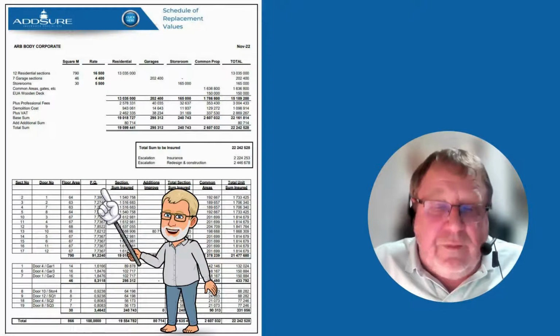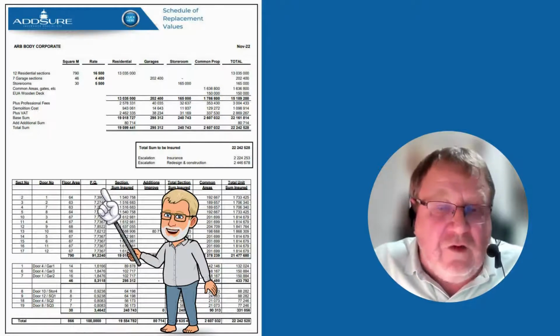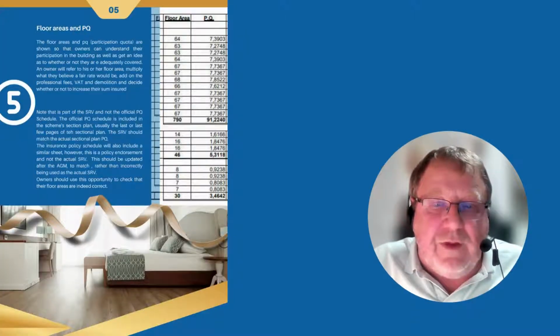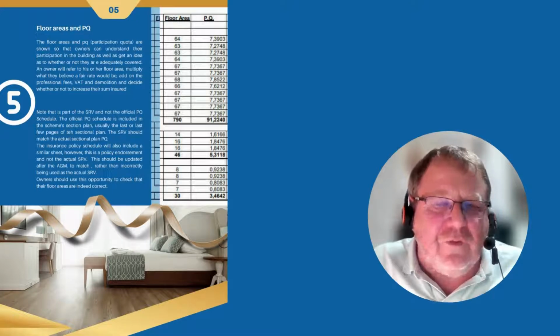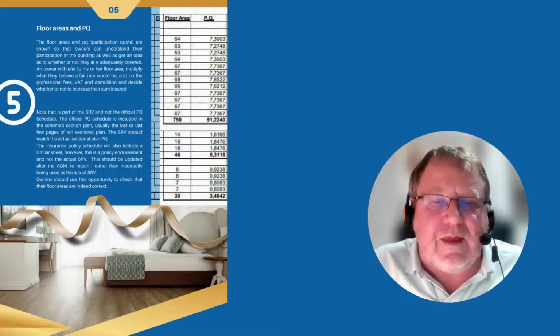Okay, then we look at the floor areas in PQ. Much can be said about this, but check your floor area. Maybe you're a fairly new owner and your floor area isn't updated since there was an extension. The previous owner had done an extension, and perhaps your square meterage is incorrect. Quite important, because when it comes to claim stage, you don't want to be underinsured because you never had the correct floor square meterage there. And it affects your PQ as well.